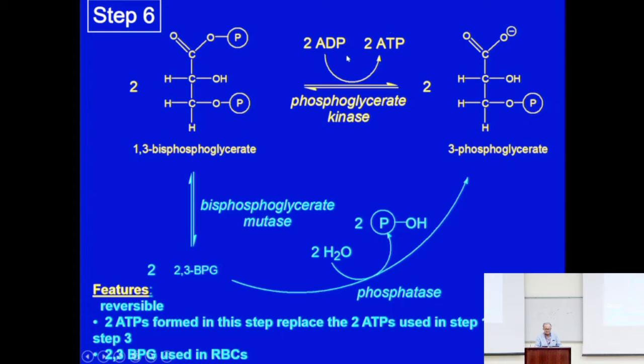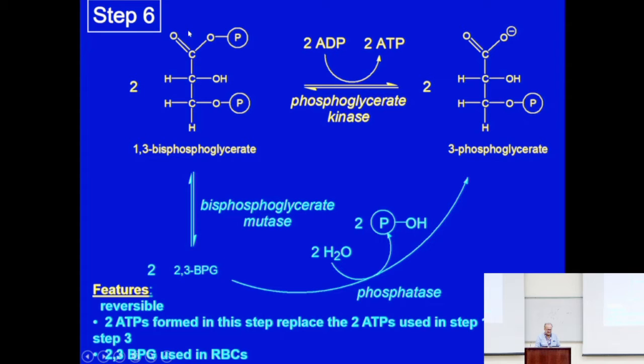So phosphoglycerate kinase is important in producing the first molecules of ATP from glycolysis. Remember, we used up 2 molecules in step 1 and step 3. So now we made 2, so we're kind of even, if you want, at this point in terms of energy use.